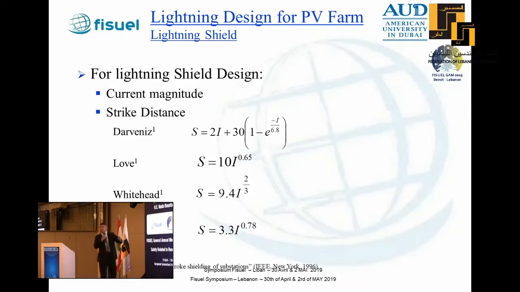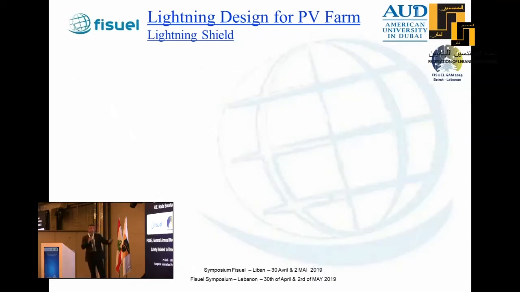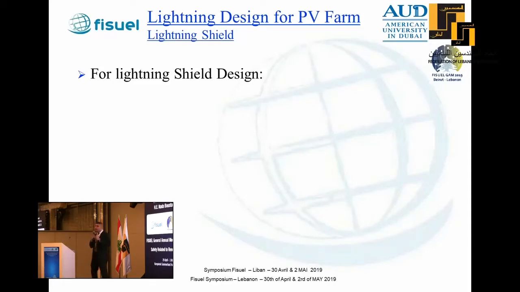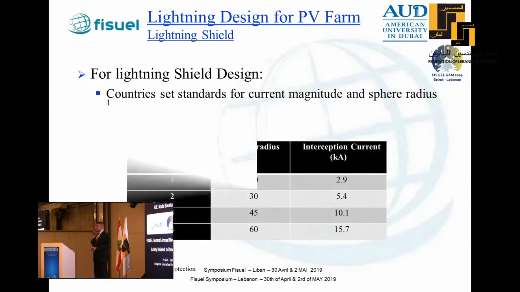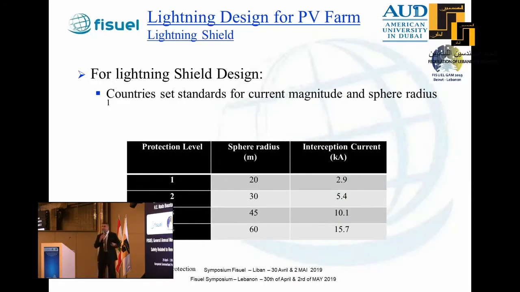S represents the strike distance. I represents the magnitude of the lightning strike. By the way, IEC and IEEE use this equation. Many other countries like Australia and New Zealand created their own standard, and what they did is introduce a table based on the level of protection. The level of protection will depend on many factors, such as the criticality of your infrastructure and the interception current, and then they will determine the radius of the sphere.